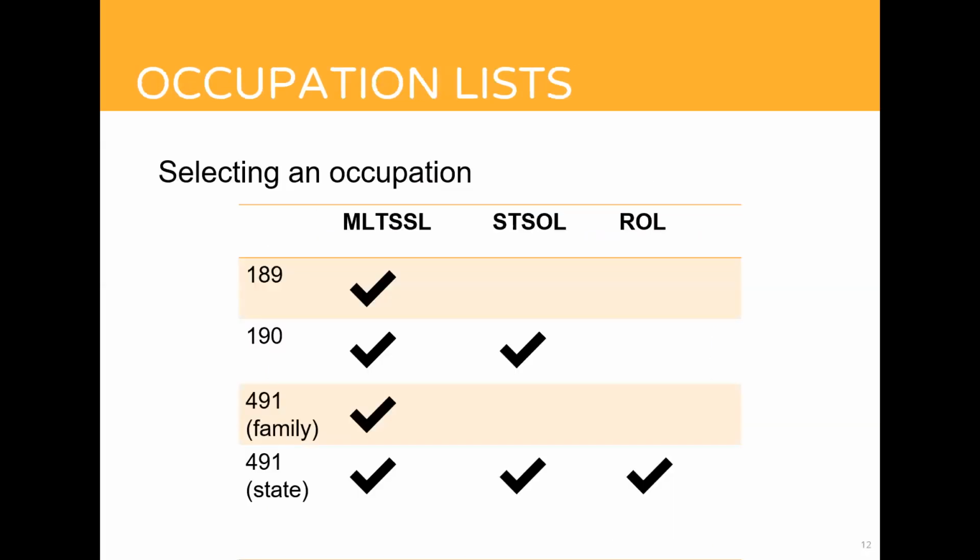So the starting point is selecting your occupation, and your occupation needs to fall onto one of the 3 skilled occupation lists. If your occupation does not fall into one of these lists, then you're ineligible to apply under this program. So the 3 lists are, as you see there, the MLTSSL, the medium and long-term skills shortage list. This list contains occupations which are in strong demand across the whole country.